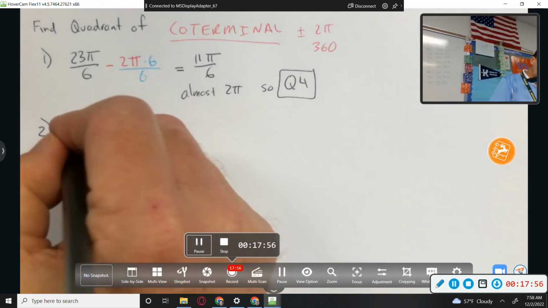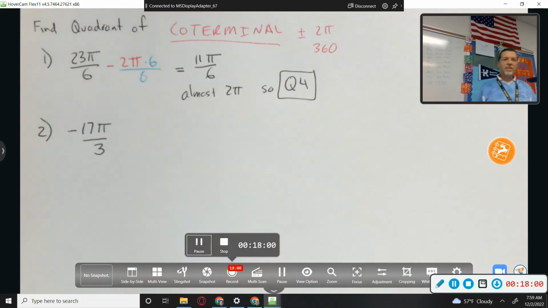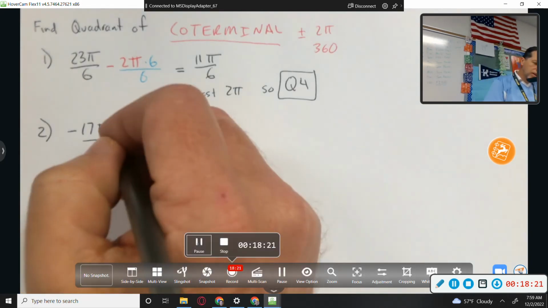Let me pick one that it's harder to do that with. Negative 17 pi over 3. I don't know where that is. It's going backwards a bunch of times. What should I do to find a coterminal angle that's between 0 and 2 pi? Let's add, because if I subtract, I'm going to start going more negative, and that won't help. So this time, let's add 2 pi.